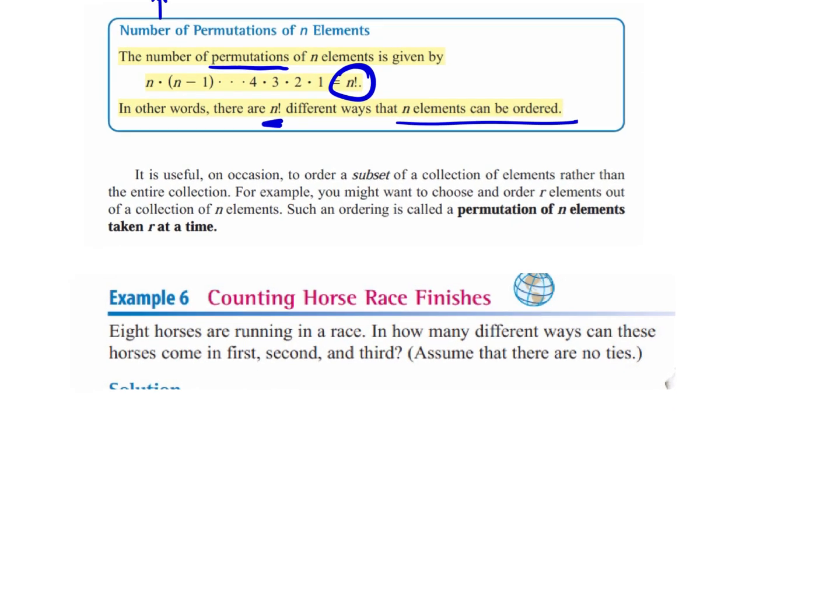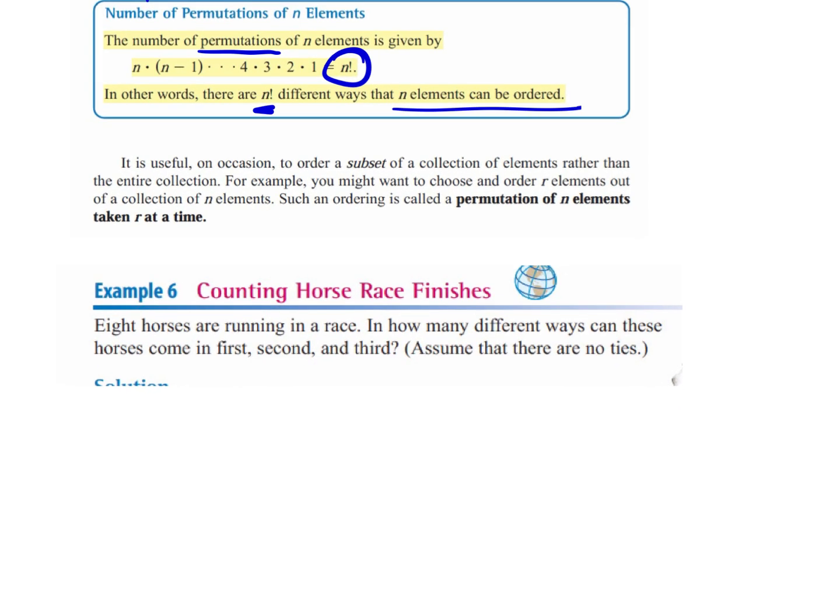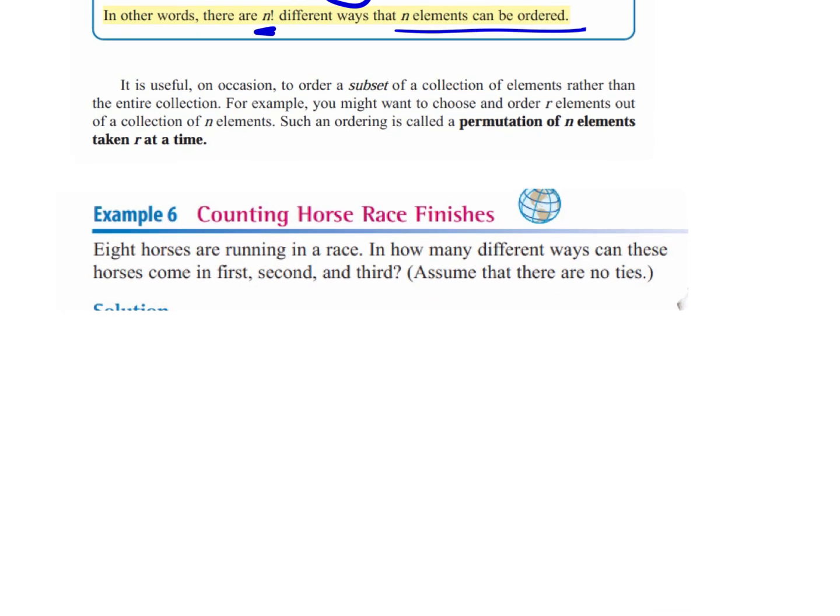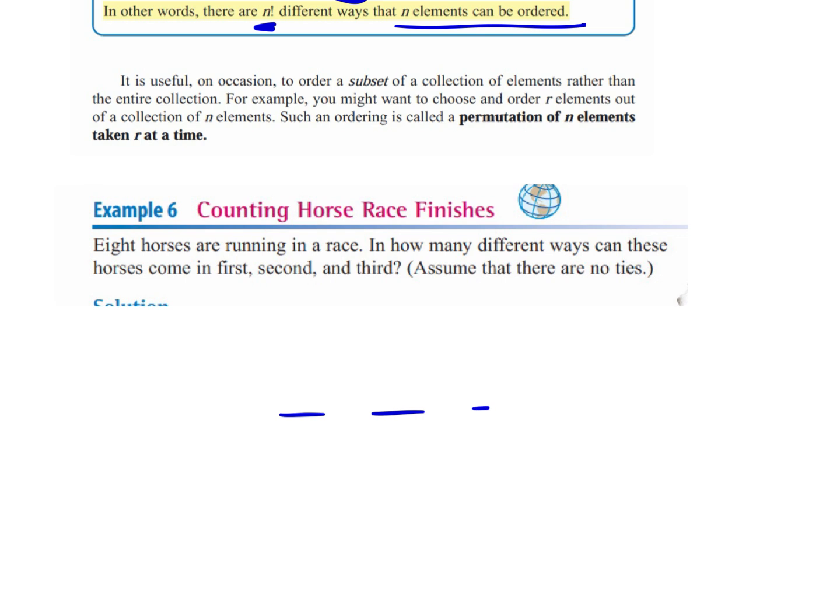Now looking at example 6, we have 8 horses running in a race. How many different ways can these horses come in first, second, and third? So we care about 3 places: first, second, and third.